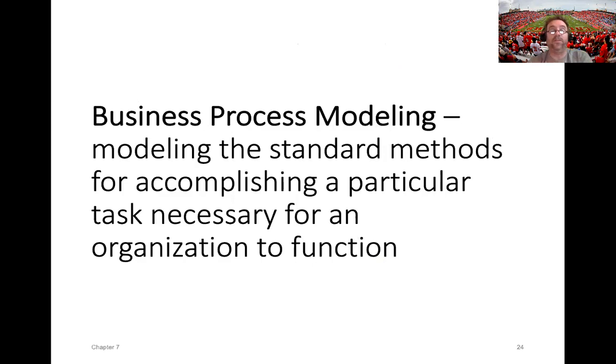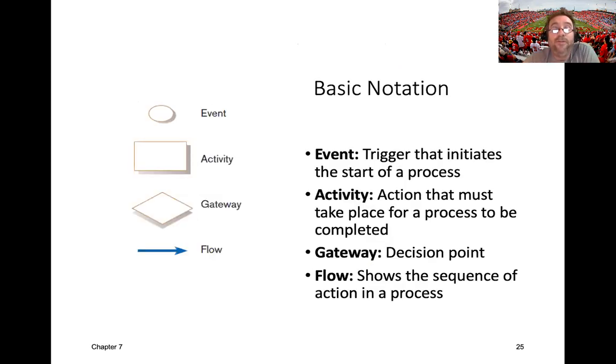to function. Let's look at the symbols. We have event, this trigger that initiates the start of a process, activity, action that must take place for a process to be completed, gateway, our decision point, and our flow shows a sequence of action in a process.